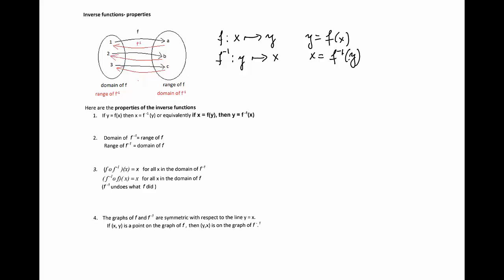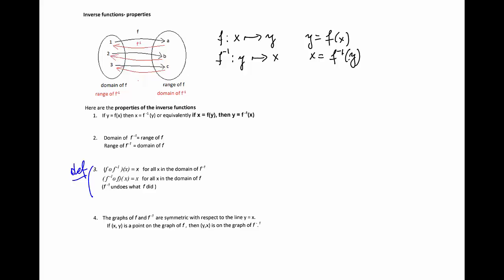Property number 3 is really the definition of the inverse functions. So the composition of f and f inverse is the identity function. What that means is that the function f inverse undoes what function f did.